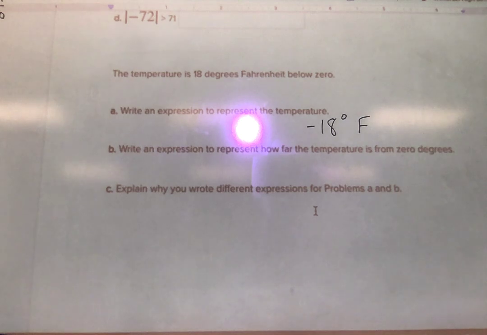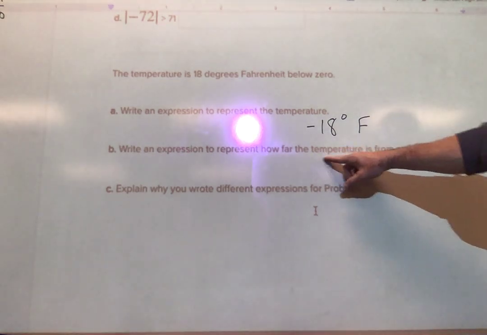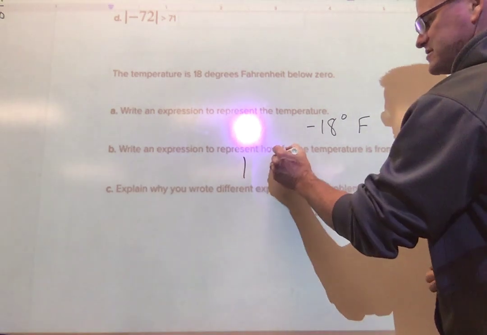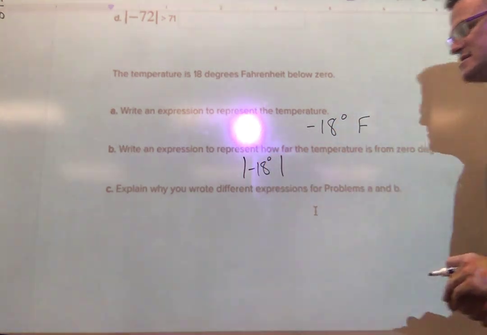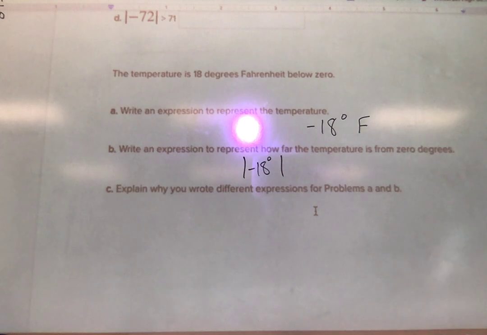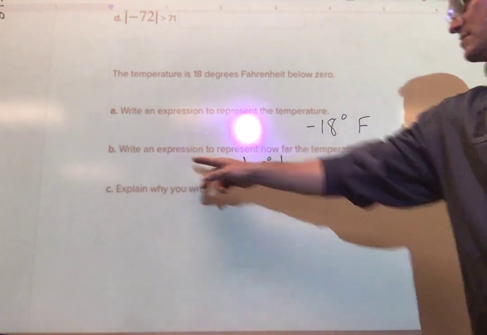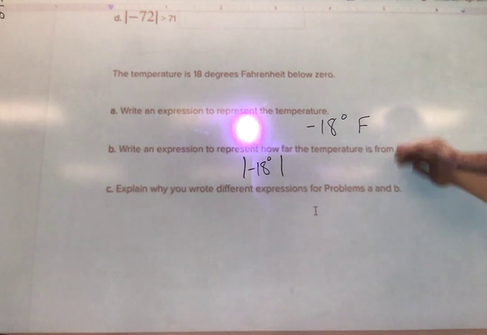Whereas B is a little bit different. B says write an expression to represent how far the temperature is from zero. And remember, whenever you see how far it is from zero, that is absolute value. That's what absolute value means. So I need my absolute value symbols. And I know it's on the negative side, so it's the absolute value of negative 18 degrees. Now I know that turns positive, so it's really 18 degrees away from zero. But I don't have to write that. The expression is just the absolute value of negative 18 degrees. So this one's absolute value and this is not.